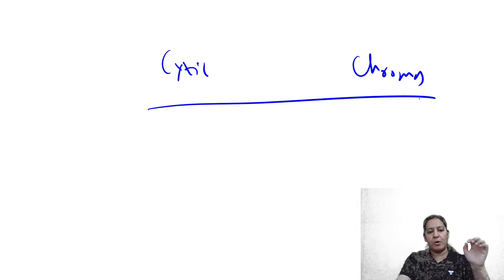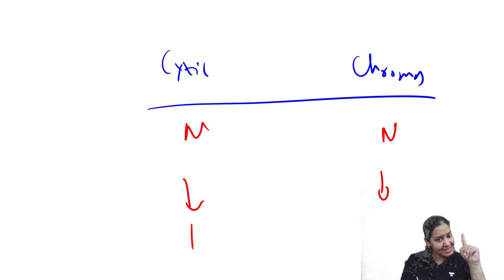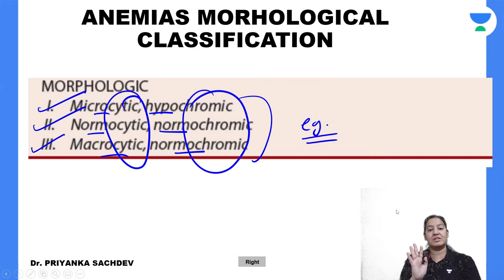You have three possibilities. Either take both of them normal, or take both of them less. Or size is more, but color is normal. Color is never more. So that is the three types of anemia. Now, the thing is, okay, you got the morphology. You can see the three slides.